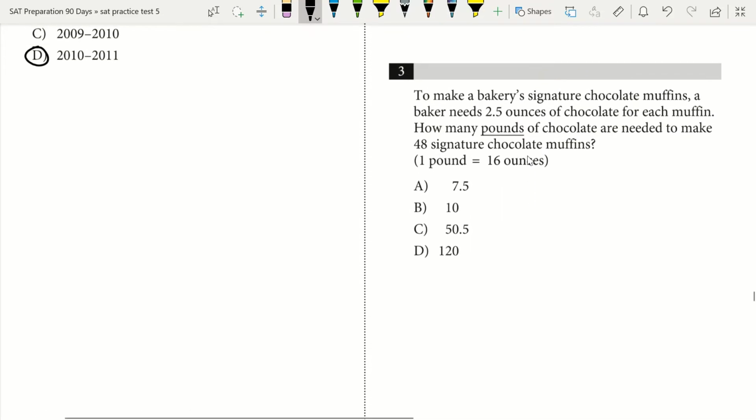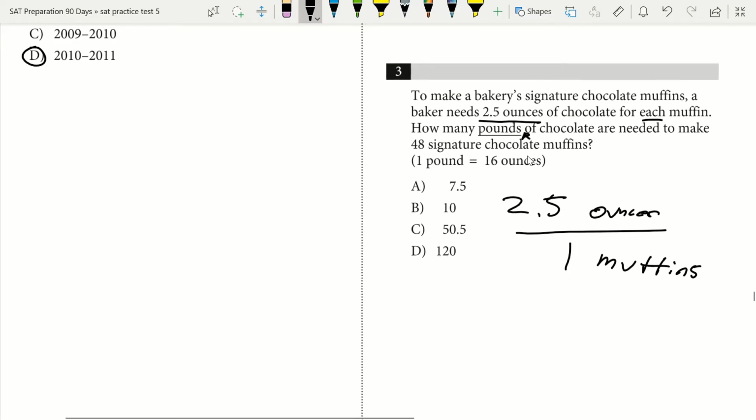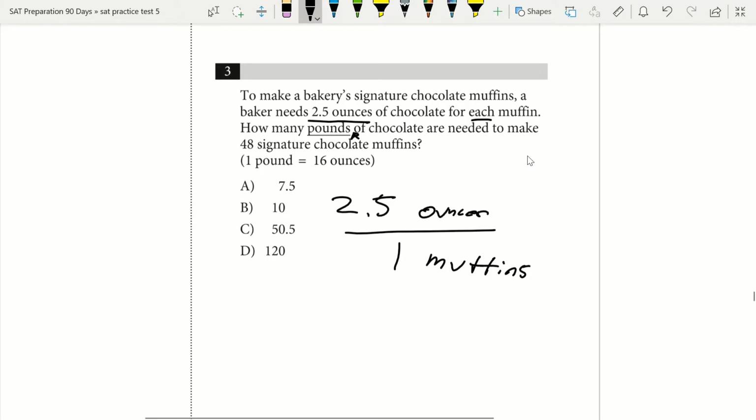Okay, question 3. To make a bakery's signature chocolate muffins, a baker needs 2.5 ounces for each muffin. How many pounds of chocolate are needed to make 48 signature chocolate muffins? Anytime something is underlined on the SAT math section, pay close attention to it. In this case, I'm asked for my answer in pounds, not ounces. I have 2.5 ounces of chocolate per one muffin. I want to make 48 muffins, so I'm going to multiply by 48 muffins to cancel my muffins.